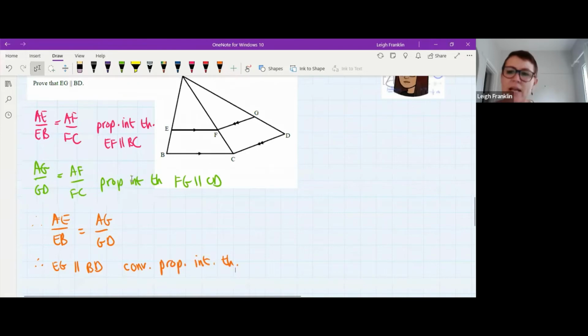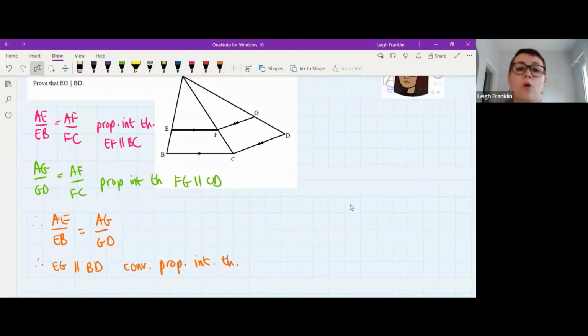Okay, how do the rest of you feel? Do you want to give us some emojis? Aisha, you've raised your hand. Go for it, Aisha. Do you want to ask a question? Yeah, ma'am, the orange part. I get it when we're just equating the sides to each other. I just don't get how we got to the AE over EB equals AG over GD.